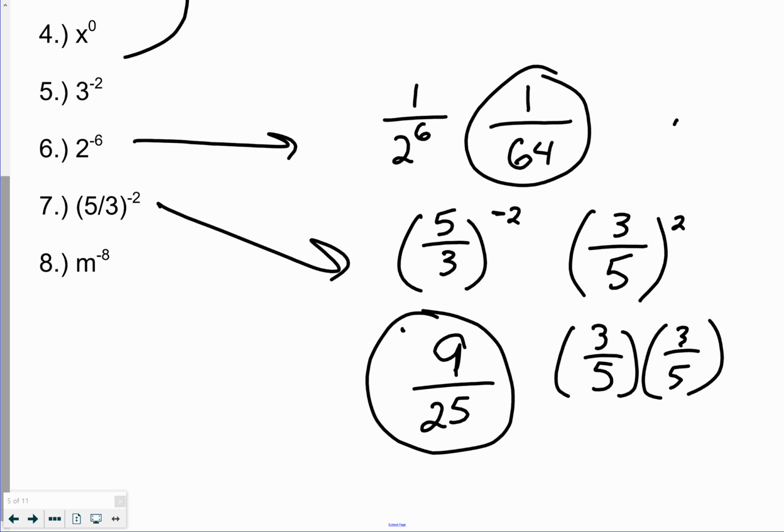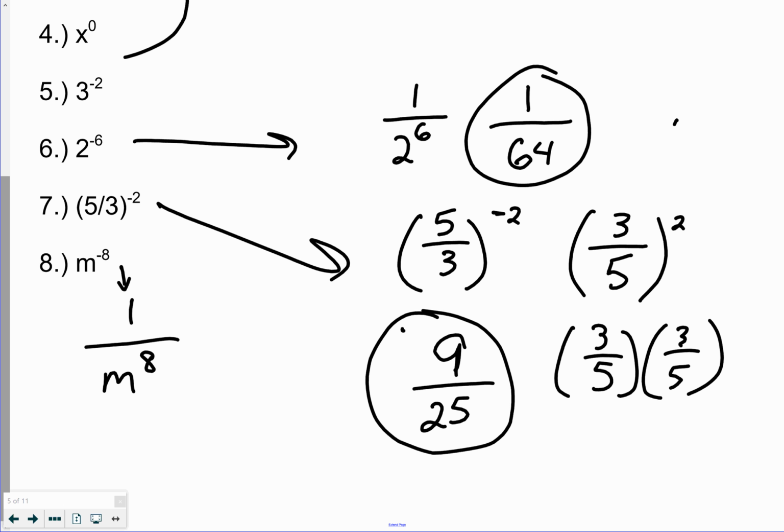And then what about for number 8? We don't have a whole number base. We have a letter base. That's going to be 1 over m to the positive 8th power. Questions on the 0 exponent property and the negative exponent property?